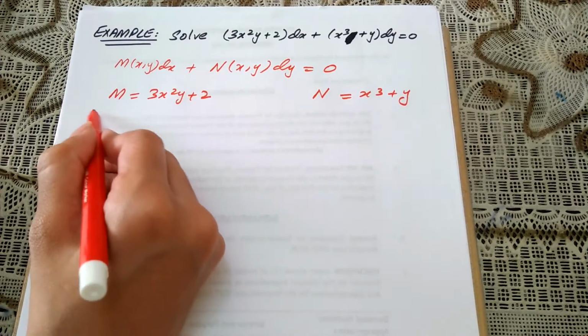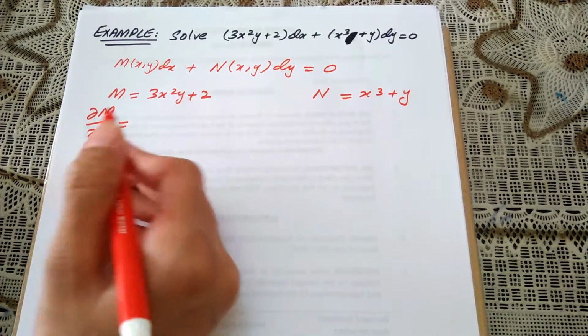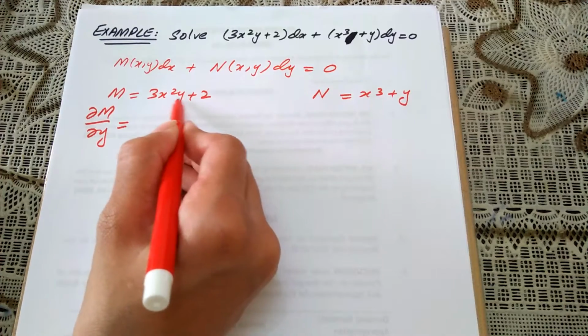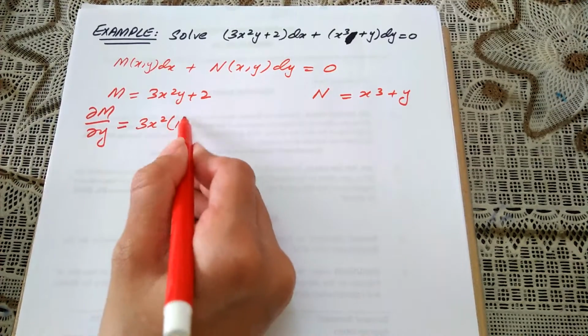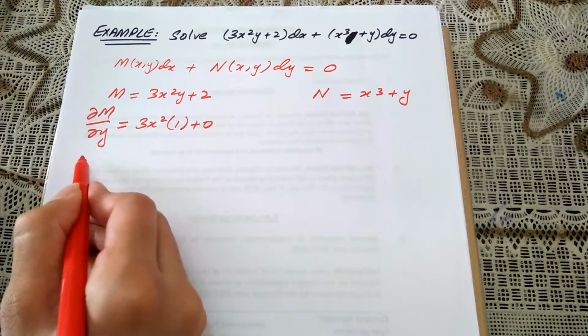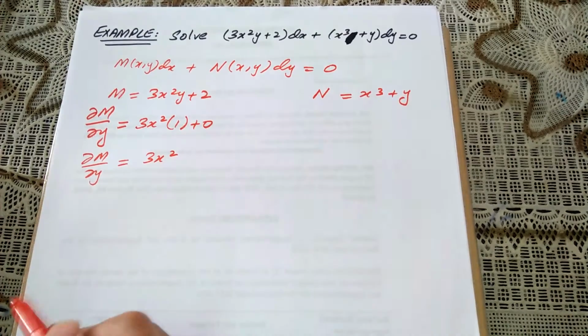Now, you have to find the partial derivative of M with respect to y. So, with respect to y, you have to take the derivative. Other things will be treated as constants. 3x square times 1 plus 0. So you will get partial M over partial y equals 3x square.